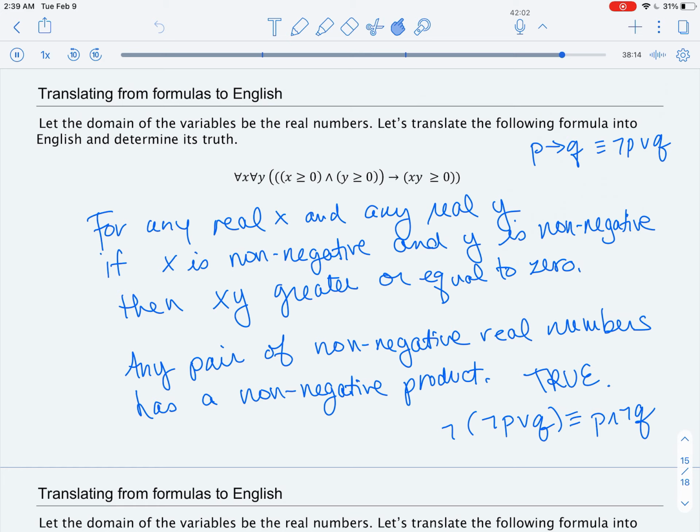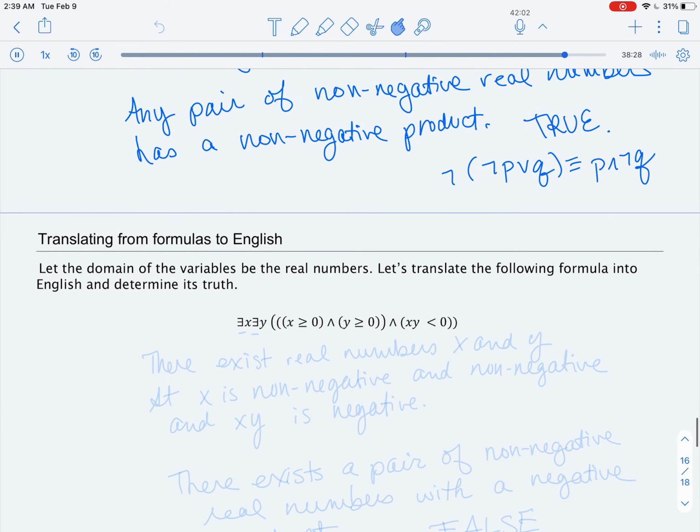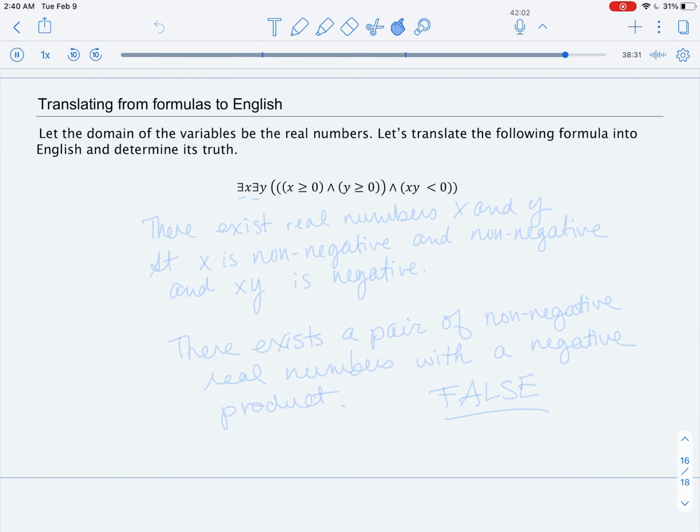So when we negate this statement, first we're going to negate for any will become there exists. So for any x, for any y, there exists x, there exists y. And then we have to negate the entire implication. So for any x becomes there exists x, there exists y, such that x is greater than or equal to 0 and y is greater than or equal to 0, and their product is less than 0.